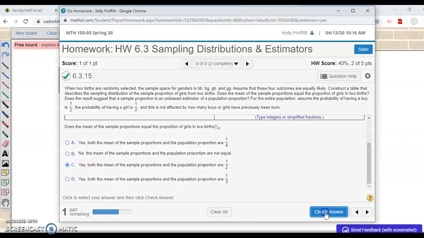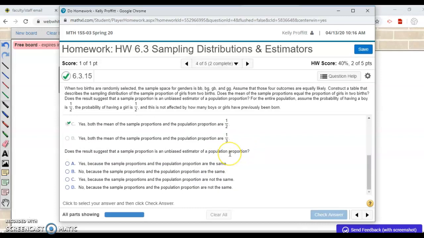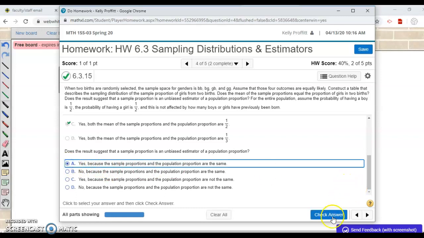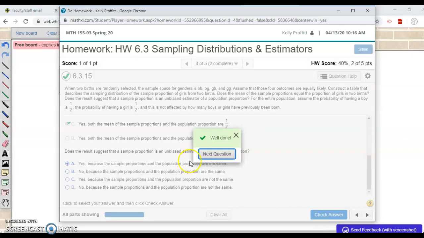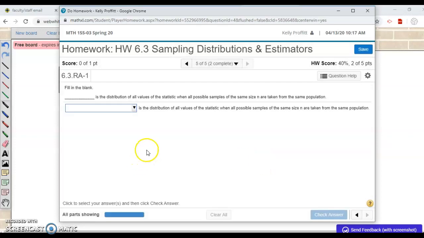Okay? Yes. Okay, so then it says, does the result suggest that a sample proportion is an unbiased estimator of the population proportion? Yes, because the sample proportions and the population proportion are the same. Okay, so the sample proportion is an unbiased estimator of the population proportion.